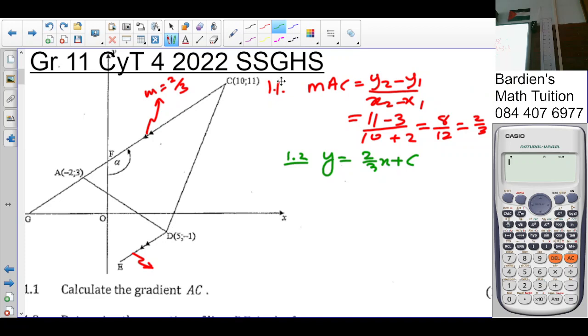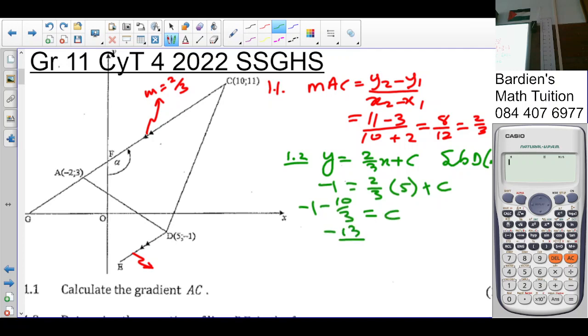So then to calculate the value of c, I need to substitute a point lying on DE. So let's substitute D, which is (5, -1). That's an x and a y. So negative 1 is equal to 2 over 3 times 5 plus c. Okay, so it's negative 1 minus 10 over 3 equals c. So it's negative 13 over 3 is equal to c. Therefore your equation of that line is y is equal to positive 2 over 3x minus 13 over 3.